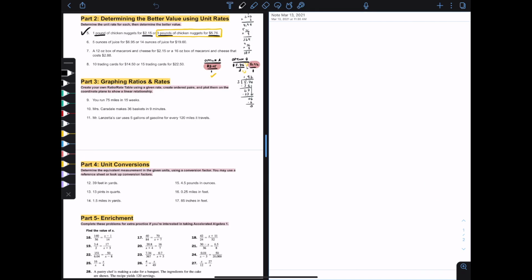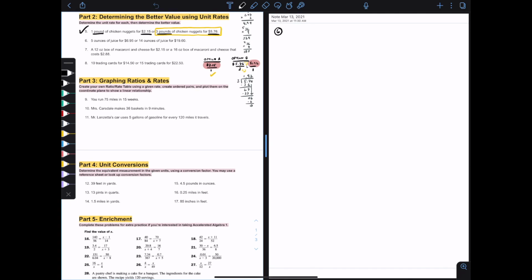Actually, I'm going to go ahead and try something new and do a little bit of split screen here so I can see the problems. And now I have some more space to actually write on a piece of paper or on my iPad. So for number 6, if we take a look here, we're going to compare 5 ounces for $6.95, or we're going to buy 14 ounces of juice for $19.60. So let's go ahead and take a look at those options.